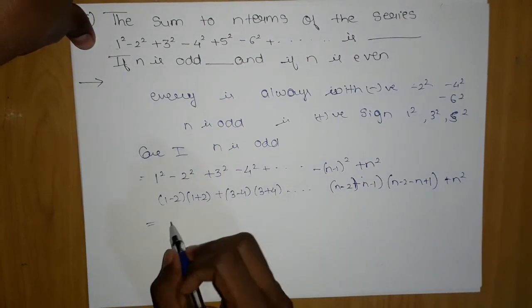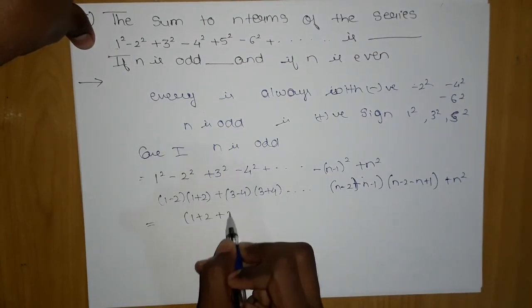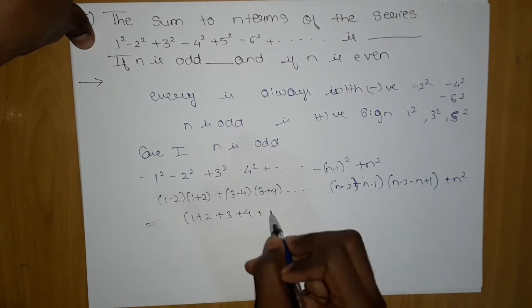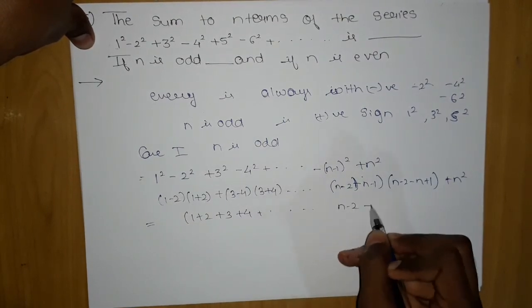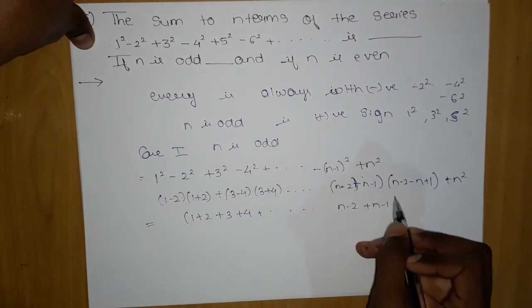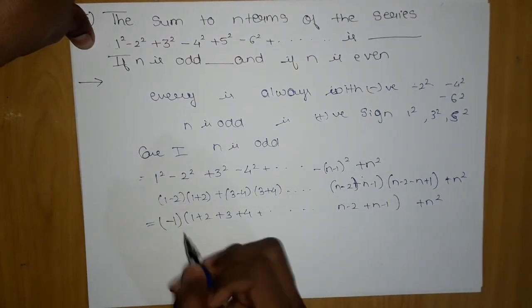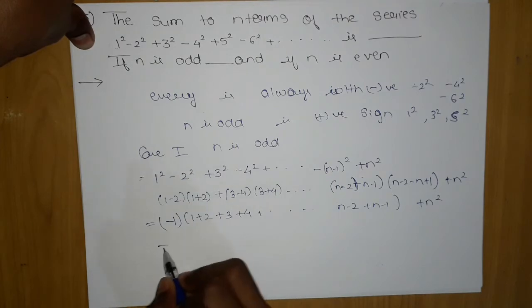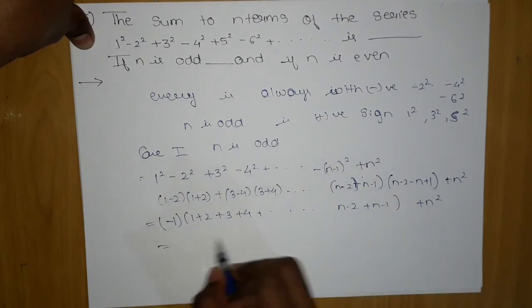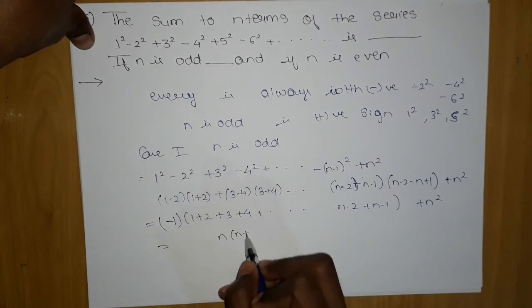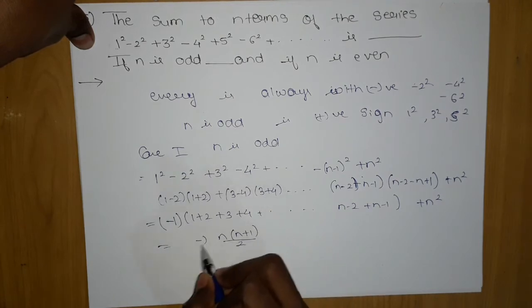What we are getting is 1 plus 2 plus 3 plus 4 till n minus 2 plus n minus 1, and plus n square will be left here. I have taken minus 1 outside. This is n minus 1 terms, and I know the sum of n terms is n into n plus 1 by 2. Here it is with a minus sign.